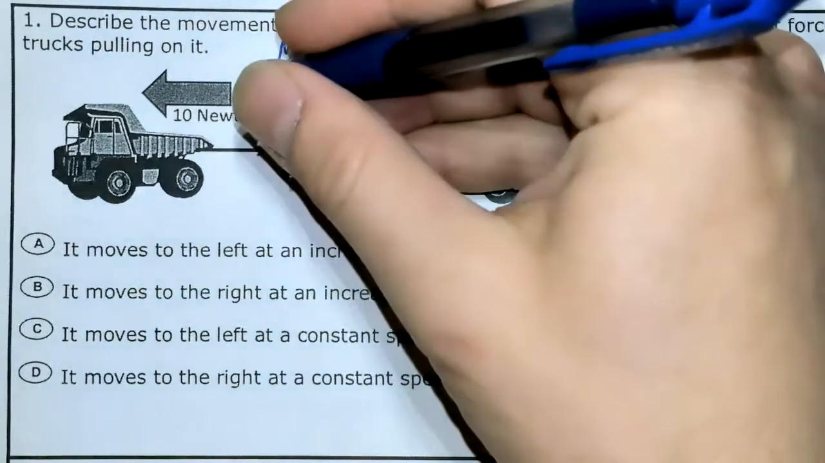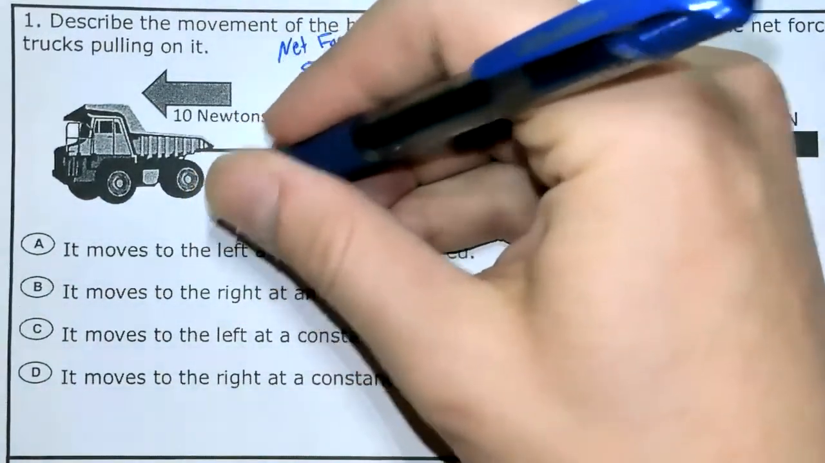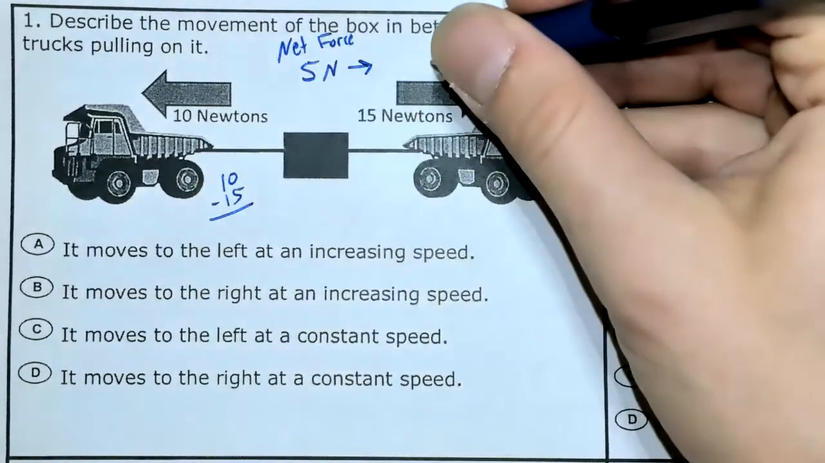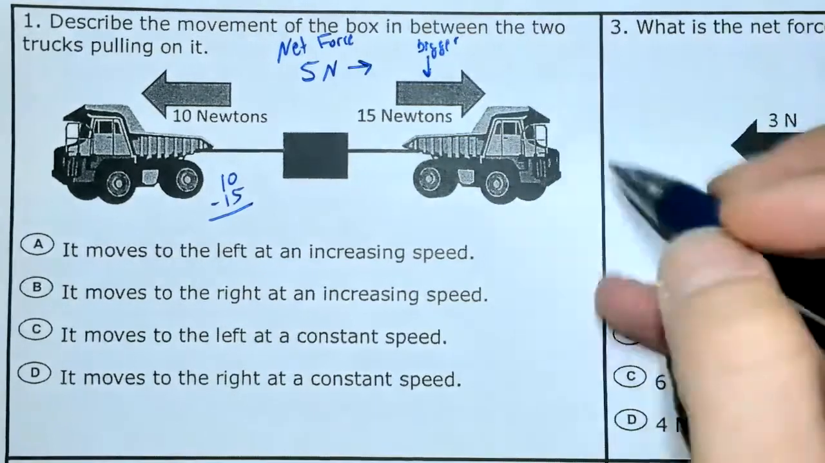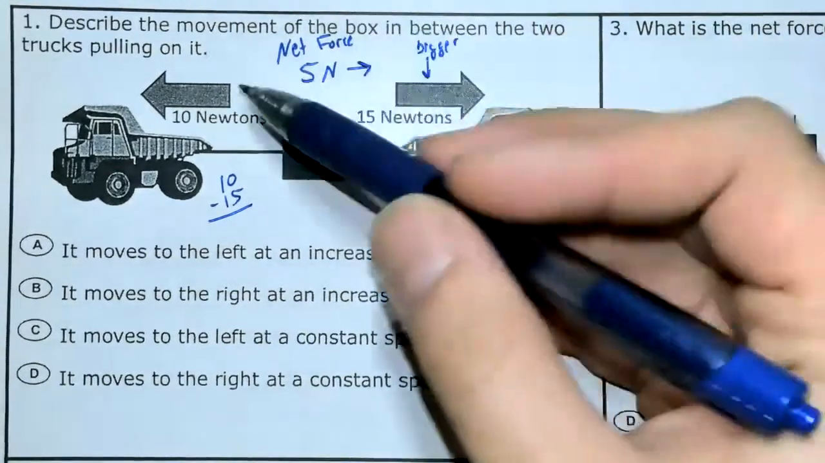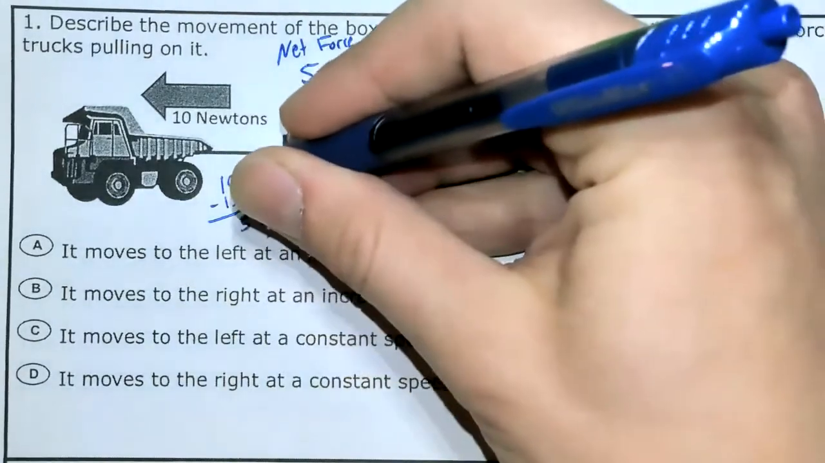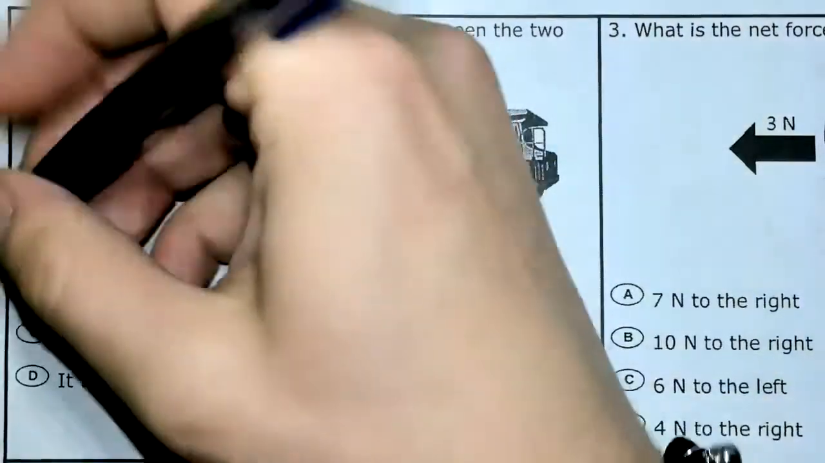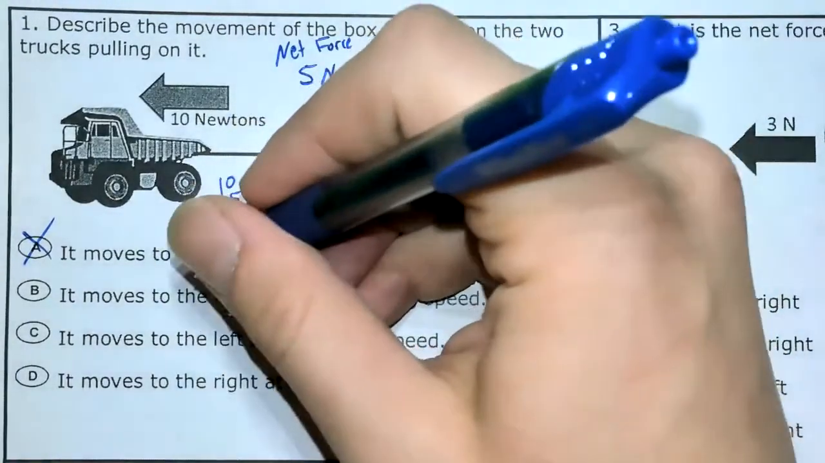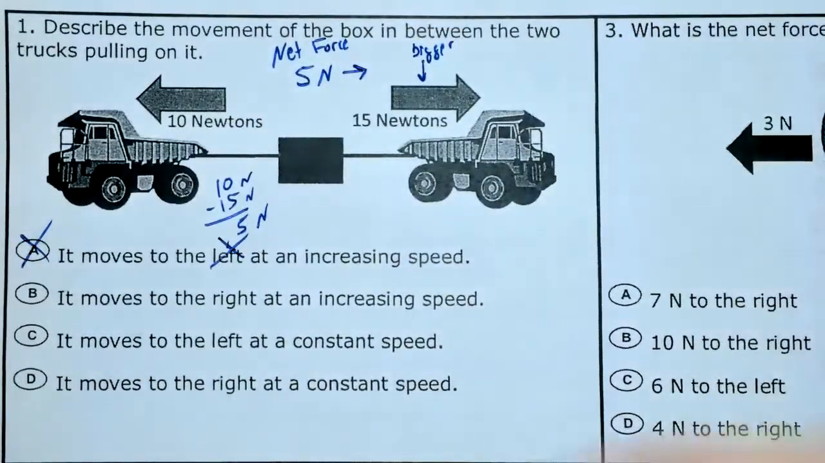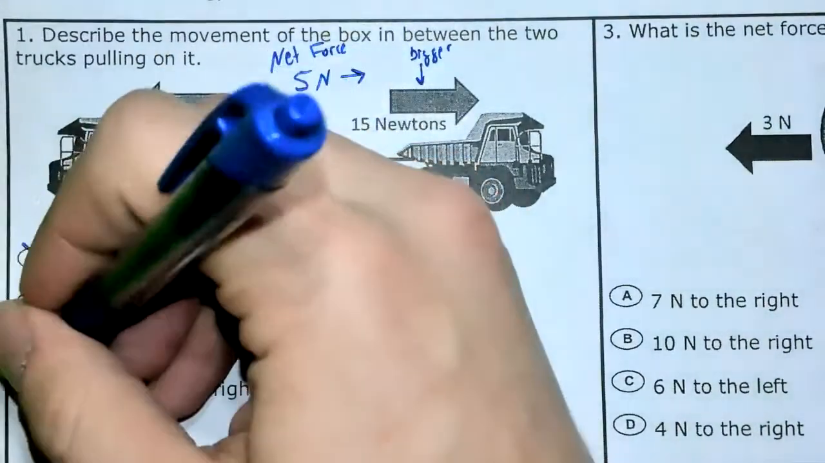Plain and simple, that's 10 minus 15. And you can see that this arrow is bigger, so it's going to be moving to the right, because it's 15 newtons compared to 10 newtons. Make sure you always have your units. So we know that A is wrong because it's not going to be moving to the left. So let's mark off the other one where it says it moves to the left, because it's not going to be moving to the left.